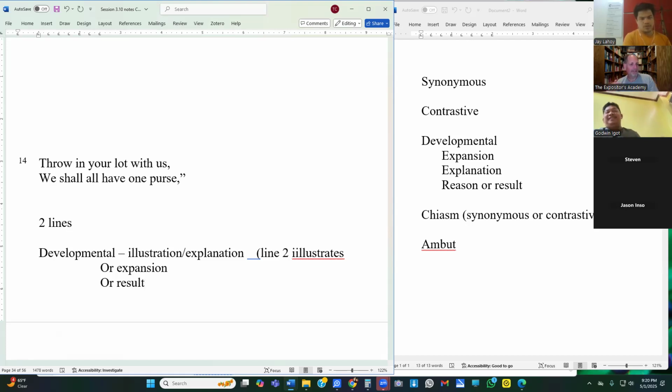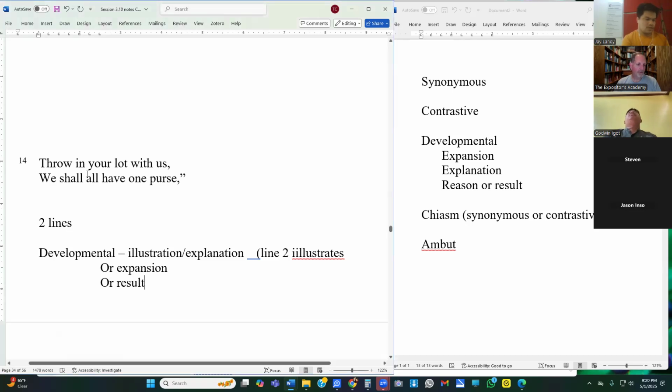Throw in your lot with us, right? Then we shall all have one purse. Oh, I think yes. That's the right answer. The result. Yeah. And we could put reason result, but I think line 2 is giving the result of line 1. Kind of like, if you do this, then, right? If you throw in your lot with us, we'll all have one purse.